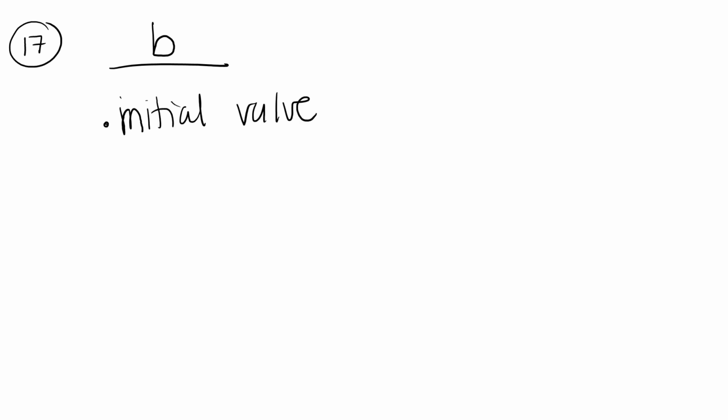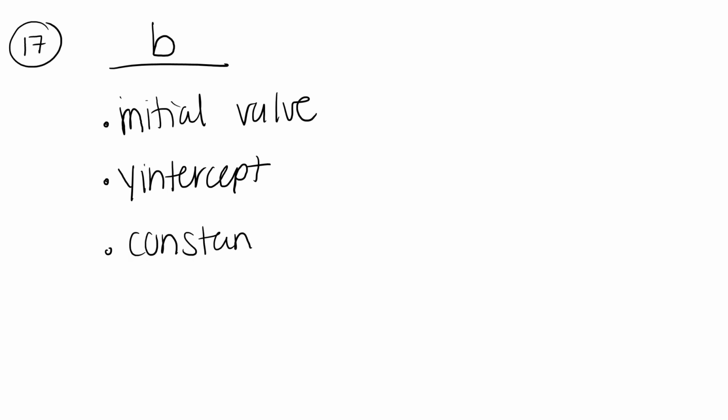For number 17, it asks you to list all vocabulary terms that are represented by the variable b. B stands for initial value. It also stands for y-intercept. And it stands for constant. All of these terms mean the same thing, and they are all represented by the initial value letter b.